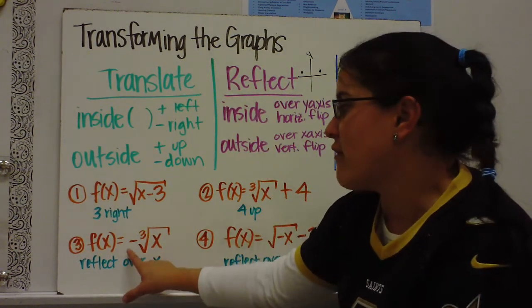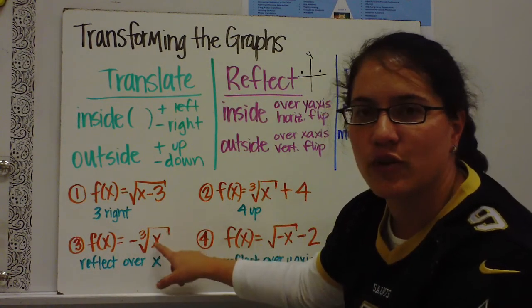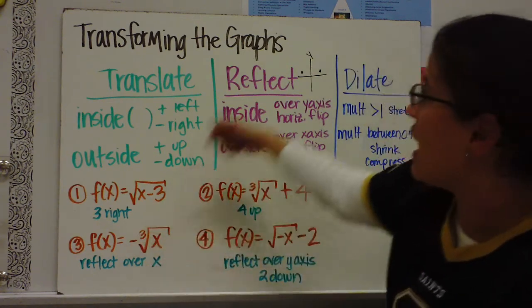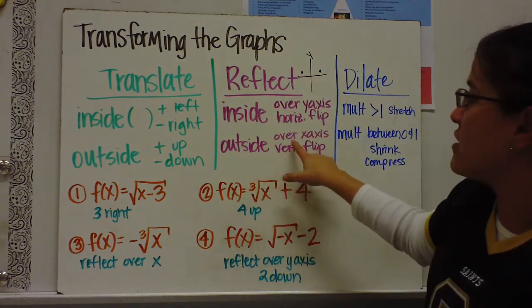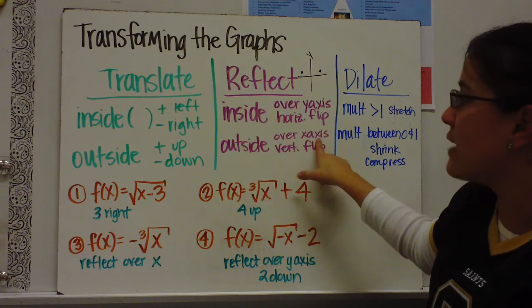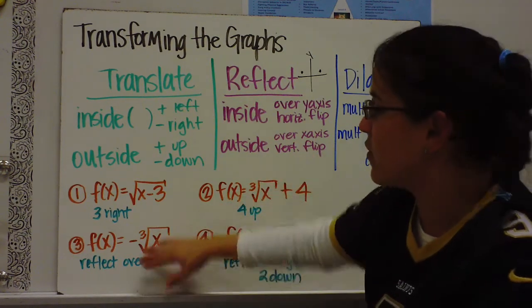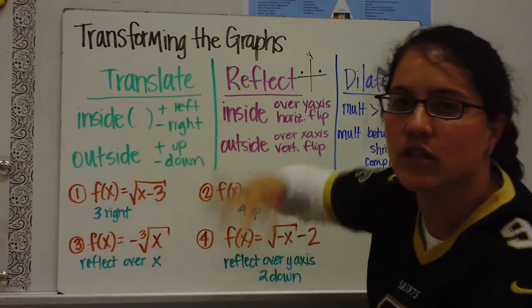Number 3, we have a negative cube root of x. Since the negative is on the outside, this is a reflection. That means it's going to reflect over the x-axis. It's going to be a vertical flip. So where it was positive up here, now it's going to go down.